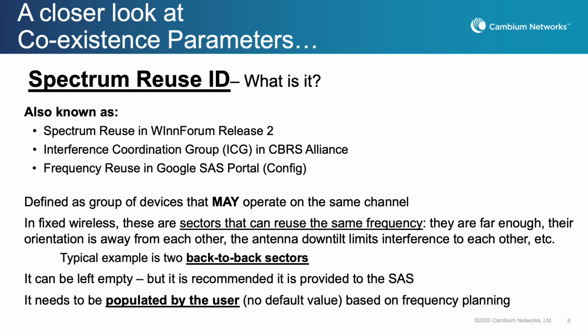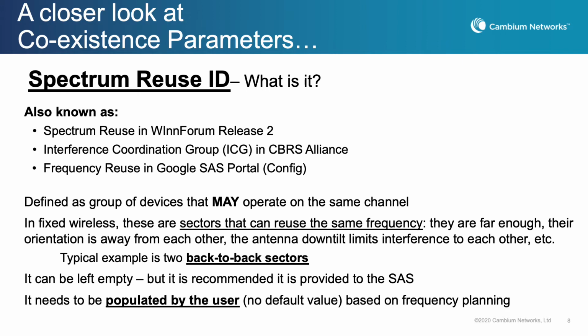One typical example is APs installed back-to-back. You can configure them with the same spectrum reuse ID, which means that they can share a channel. You can still pick a different channel for the two sectors if you want, but the SAS will know that they can also be on the same channel, as there is timing coordination and isolation provided by the front-to-back ratio of the antenna.